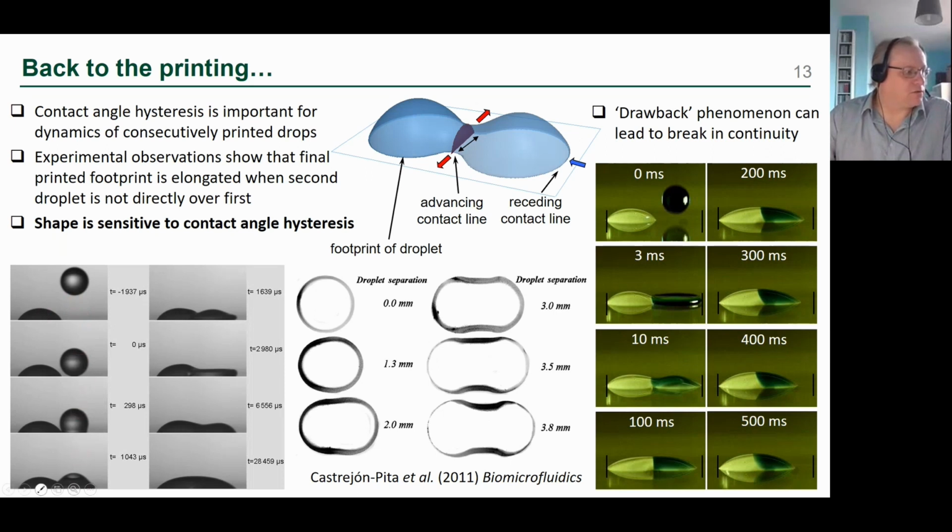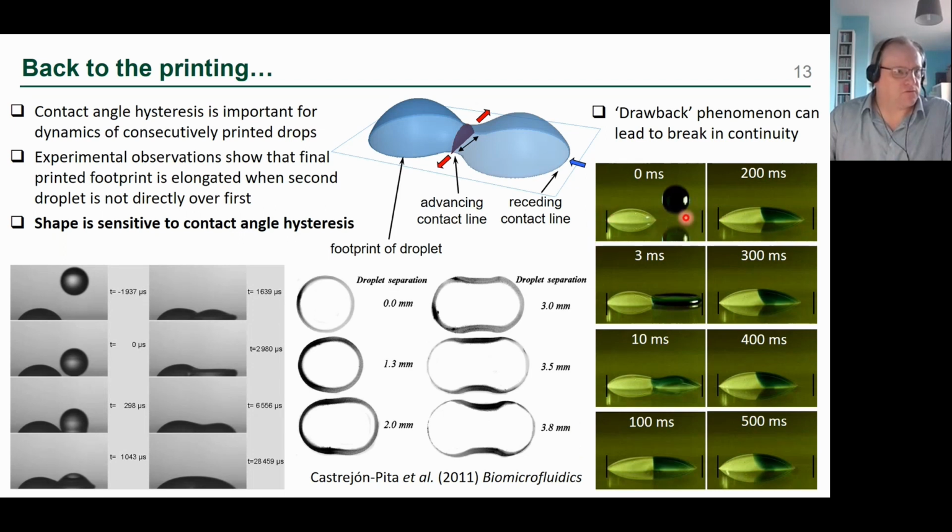rather than just coalescing into a circle, they will maintain this elongated shape, and that's because we've got an advancing contact angle in the middle here in this neck region, and a receding contact angle here where the droplet has impacted, spread out, and then is starting to recoil. What we see in experiments, these are views from below, is that we end up with this elongated shape. So that's important for printing. We do need that hysteresis, and often in the fluids which are used for printing, the receding contact angle is very small, like 0 or 1 degree or something like that.